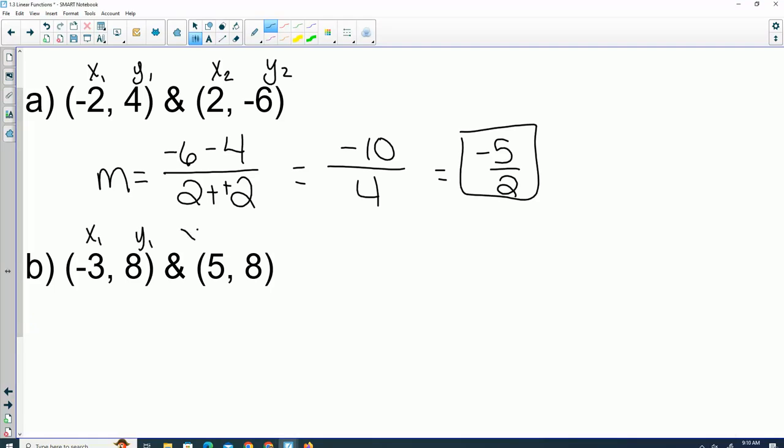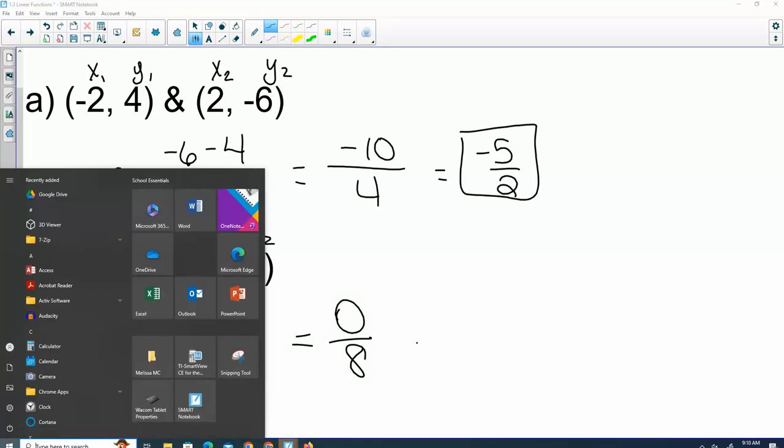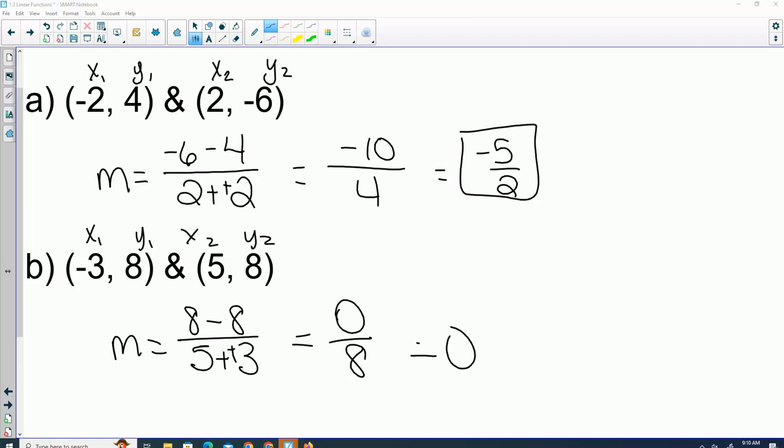x1, y1, x2, y2. So y2 minus y1, x2 minus x1. 8 minus 8 is 0. 5 plus 3 is 8, but 0 divided by 8 is 0. What kind of line is this? Yeah, a constant, a horizontal line. If you are looking at a line, does it matter which 2 points you pick to find your slope? No, the slope is the same everywhere on the line, so any 2 points on that line will give you the same slope.